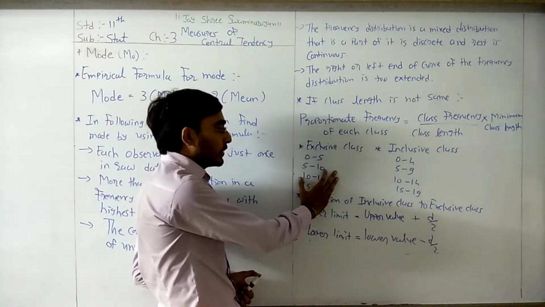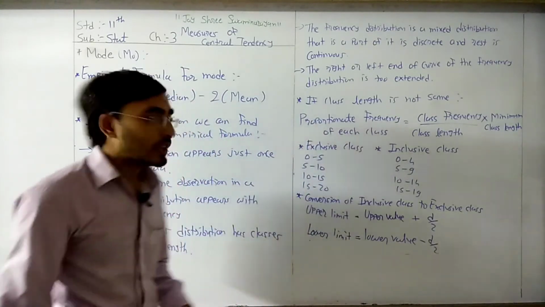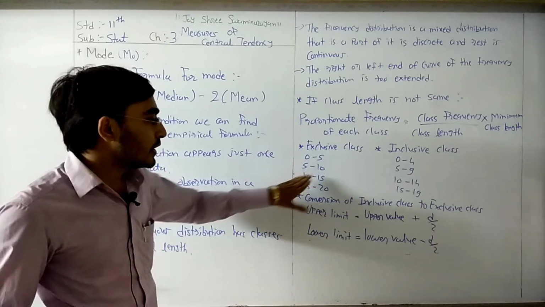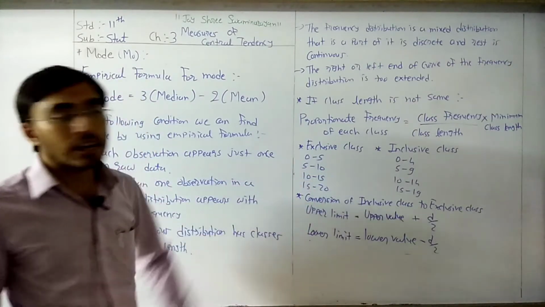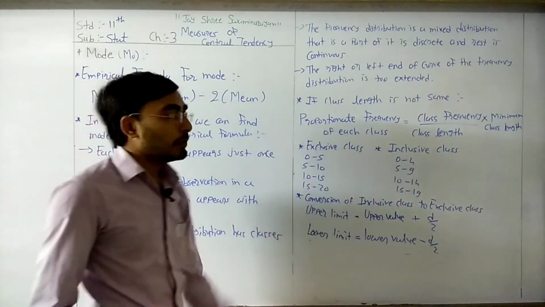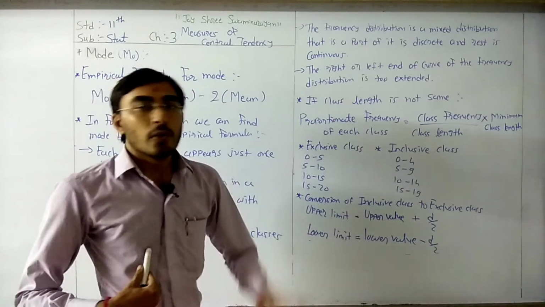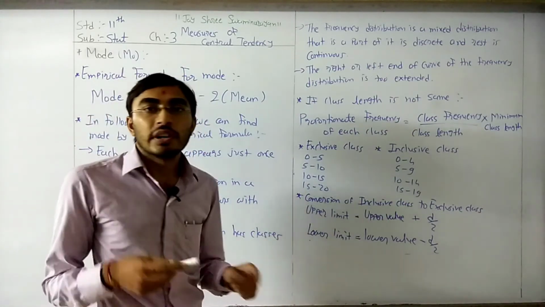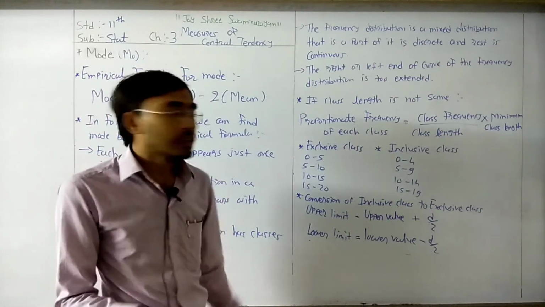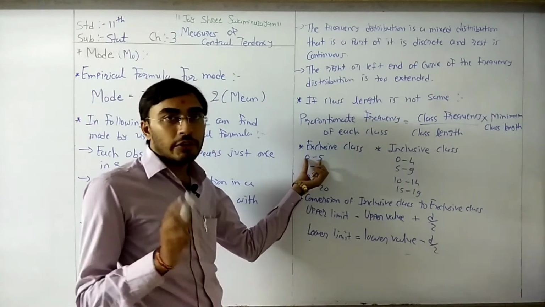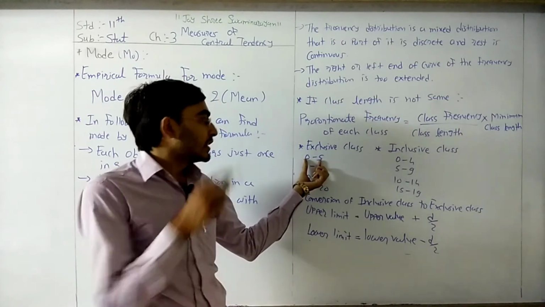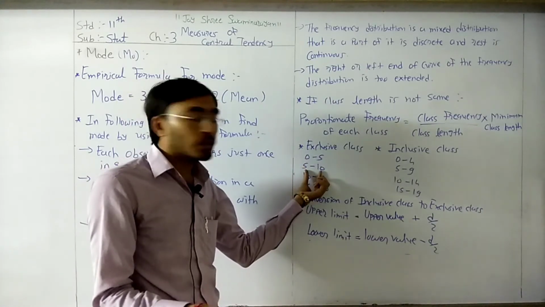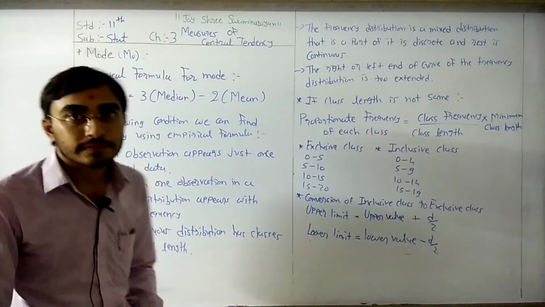This is an exclusive class because here these two values are the same. Here too these two values are the same. Here 0 to 5, and the next starts with 5, and the next starts with 10, and then 15. So these two values are the same. It is called an exclusive class. Why is it called an exclusive class? Because if 5 is in the observation, it is not considered in this class, it is excluded, and we need to consider 5 in 5 to 10.